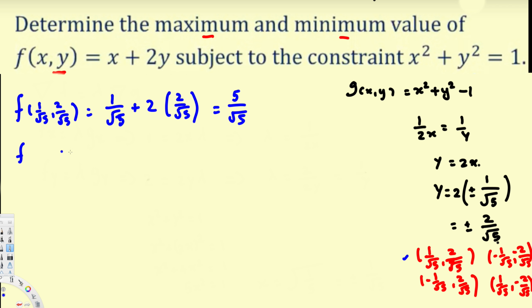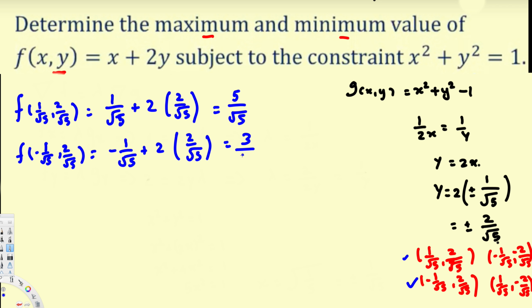And if I bring the second point, negative 1 over root 5, 2 over root 5, and if I plug this one in this equation, this is going to be negative 1 over root 5 plus 2 times 2 over root 5. So 4 over root 5 minus 1 over root 5, that's going to give us 3 over root 5. And let's bring the third point, this one. This is going to be negative 1 over root 5 comma negative 2 over root 5.